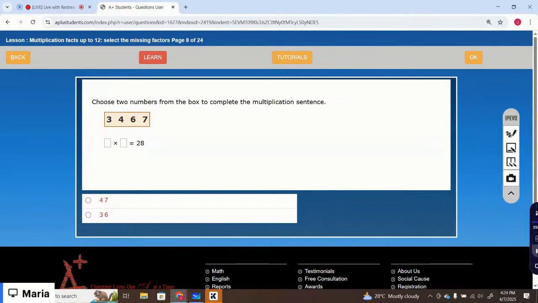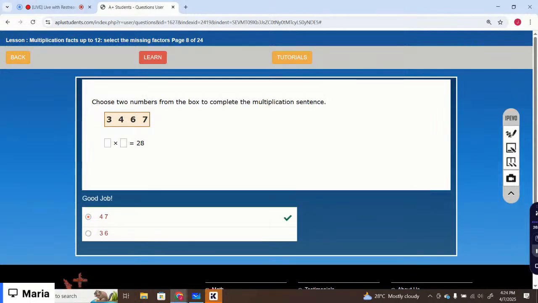Choose two numbers from the box to complete the multiplication sentence. Seven times 4 is 28. Option number 1 is the correct option. That is 7 times 4 is 28.